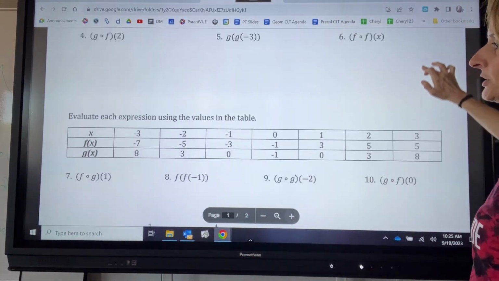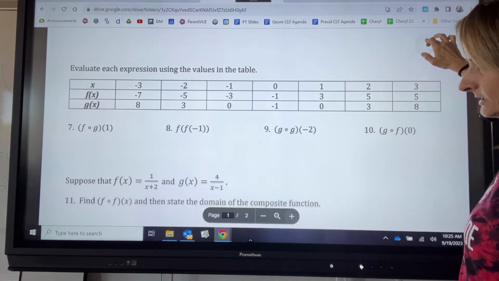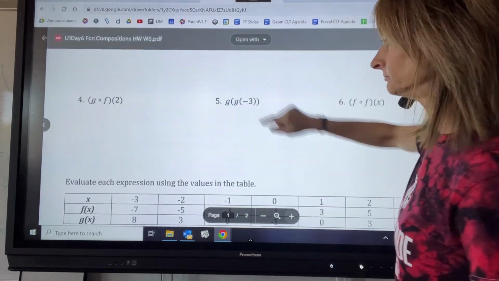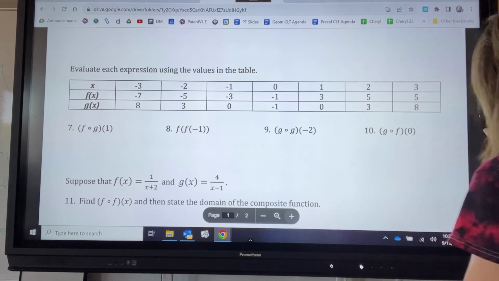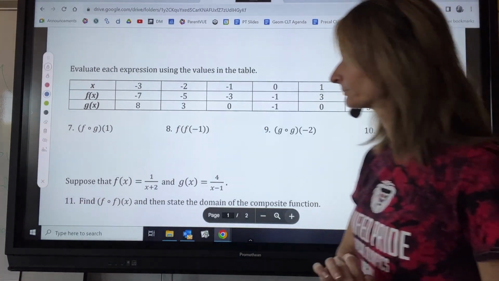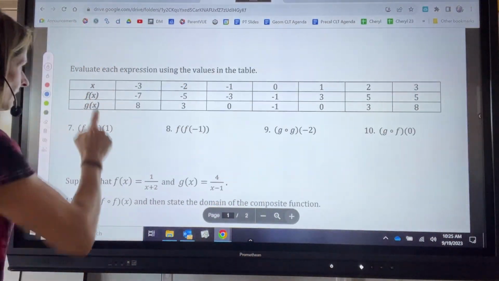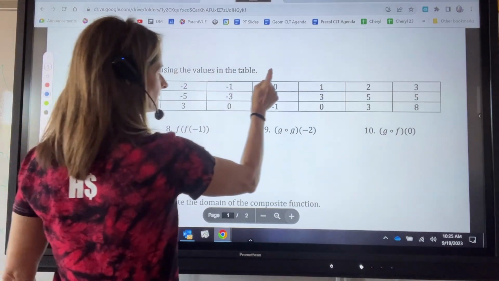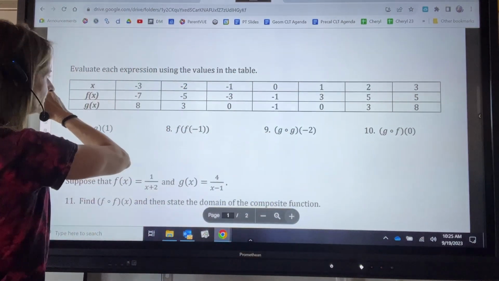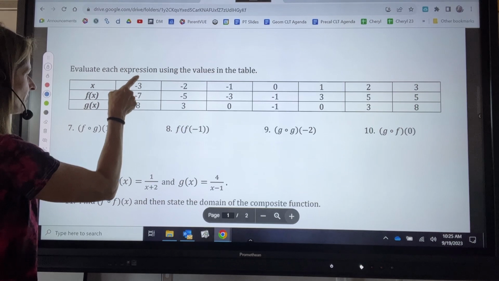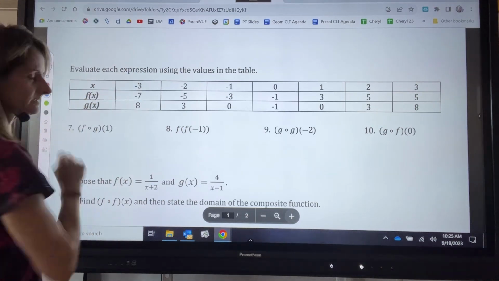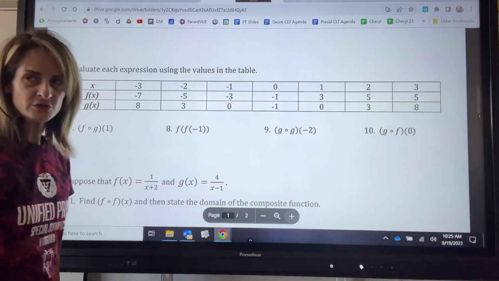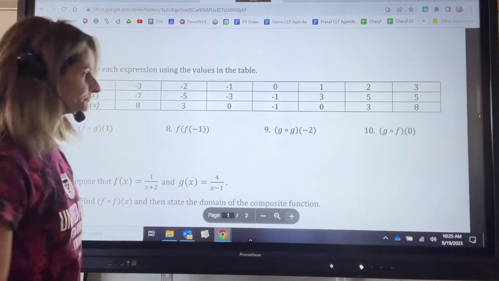All right, so now we have a table of values. Here are all the x values: -3, -2, -1, 0, and so on. When x is this value, f of x is this value. When x is this value, g of x is this value. So we don't really have to do much work, we just have to be able to read the table.